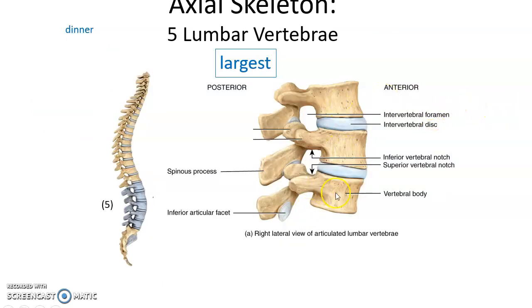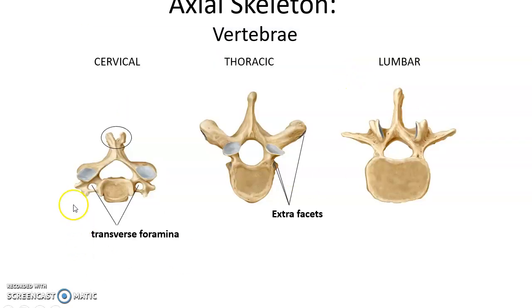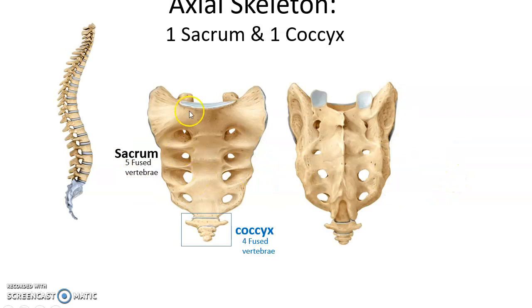The 5 lumbar vertebrae are the largest of the vertebrae. That's what distinguishes them. So again, cervical vertebrae have the transverse foramina and potentially the bifid spinous process. Thoracic vertebrae always have the extra facets, and the lumbar vertebrae are big. Then we have the sacrum and the coccyx. Sacrum and coccyx were originally vertebrae that then fused over time.